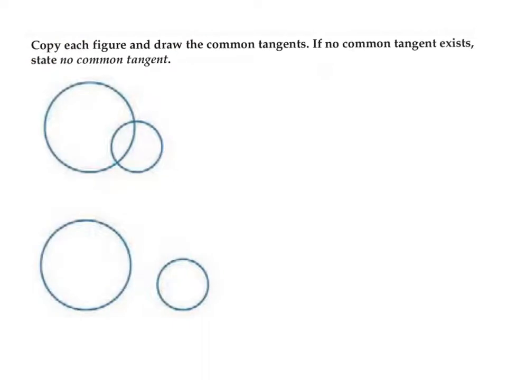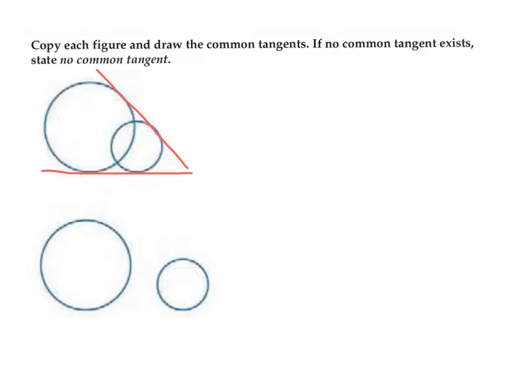All right, here's the first 2. I'm going to go ahead and do these for us so that you can get used to it and see some examples. In the picture on top, a common tangent that I see would be right here. It's a line and it touches both circles in exactly 1 point. And then also on the bottom, that would be another common tangent. Those are the only 2 common tangents that I see.